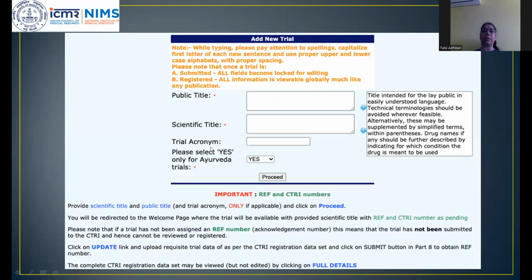Your dashboard will be there, and then you can add your trial. First you have to give the public title and the scientific title.